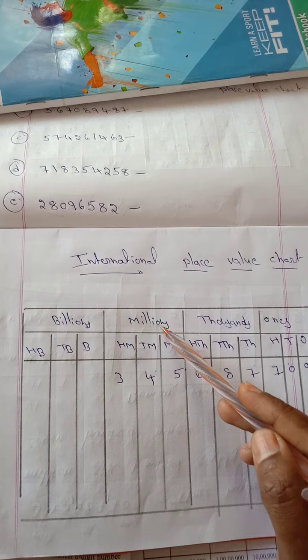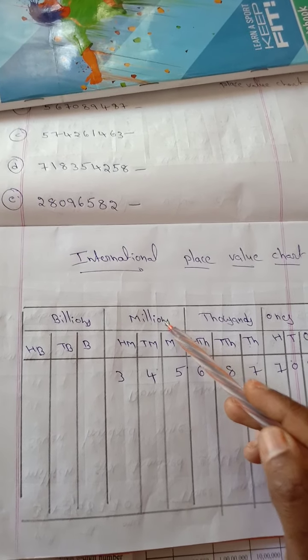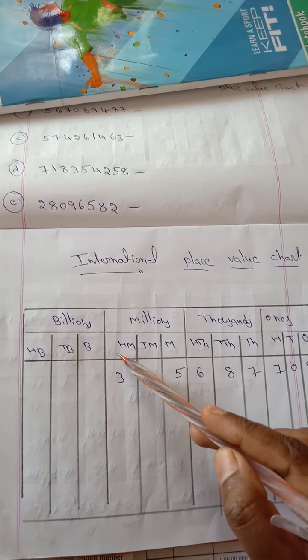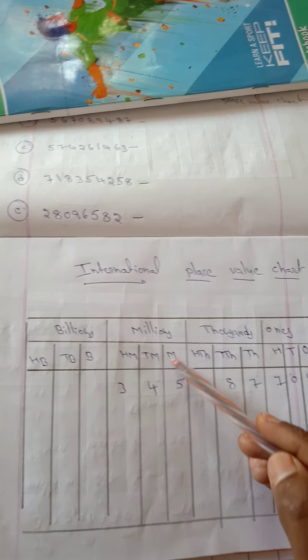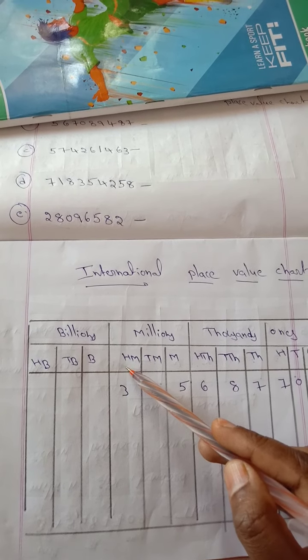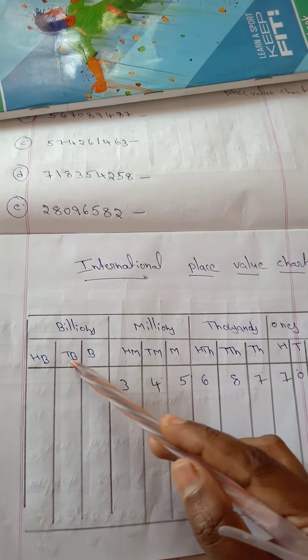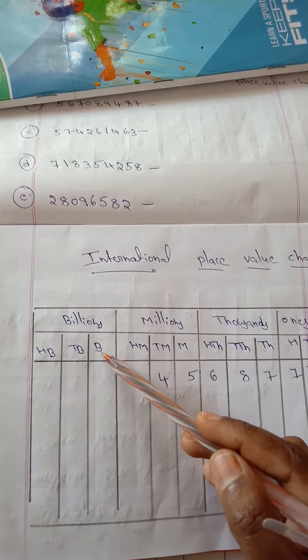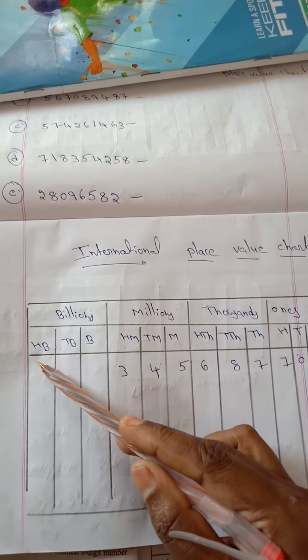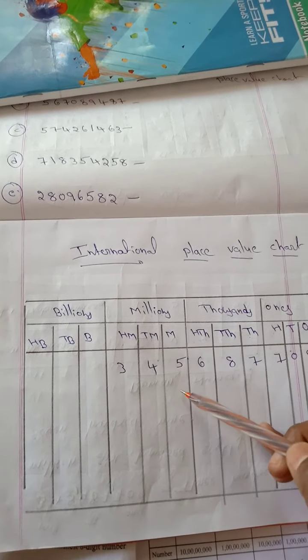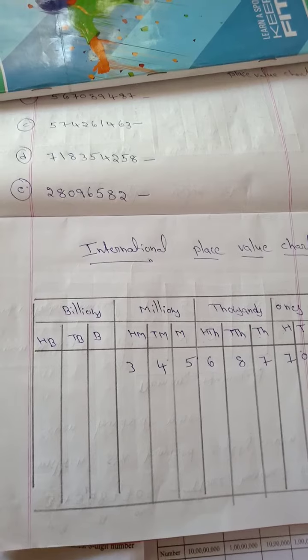And the next period is million. So millions are also divided into 3 subcolumns. What are those? Million, 10 million and 100 million. After millions, the next period is billions. So billions are also divided into 3 subcolumns: billion, 10 billion, 100 billion. So this is about the international place value chart.